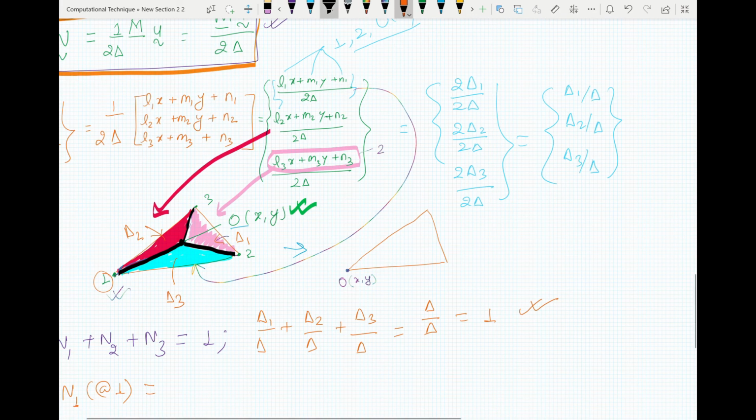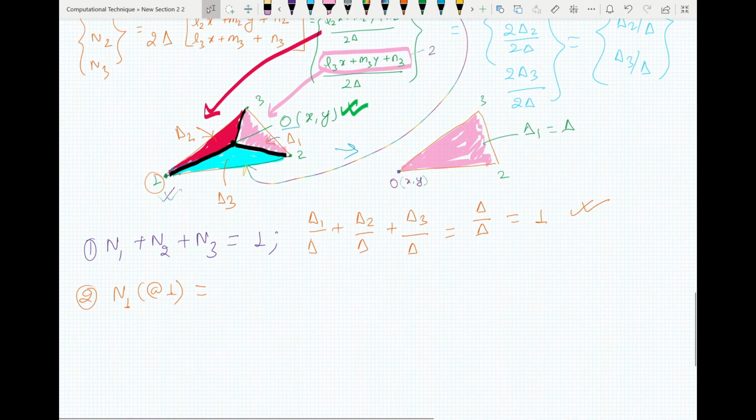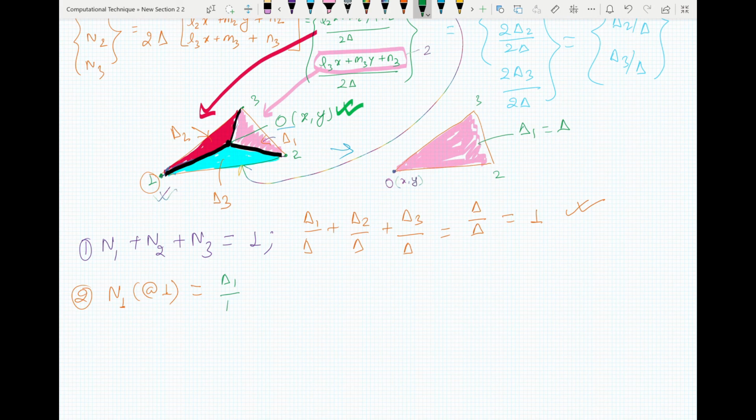When you pull the elastic band from this point to this point, you see the whole area will now become delta 1, and this delta 1 will be equal to the area of this whole triangle, which is equal to delta. So your delta 1 by delta will be equal to delta by delta, which equals 1.